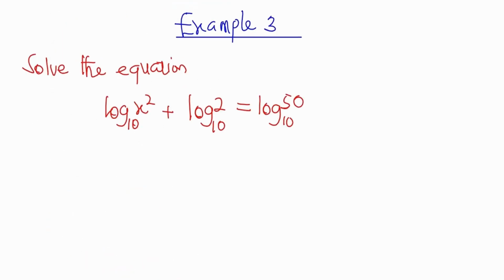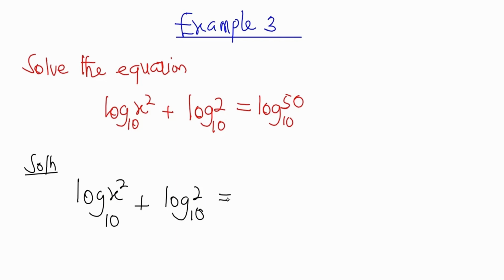So in example 3, it says solve the equation log x exponent 2 base 10 plus log 2 base 10, which is equal to log 50 base 10. And in this equation, all the bases have been indicated. So we all know that they are in the base of 10. So now going straight forward, we have the logarithm of x exponent 2 base 10 plus the logarithm of 2 base 10, which is equal to logarithm of 50 base 10.